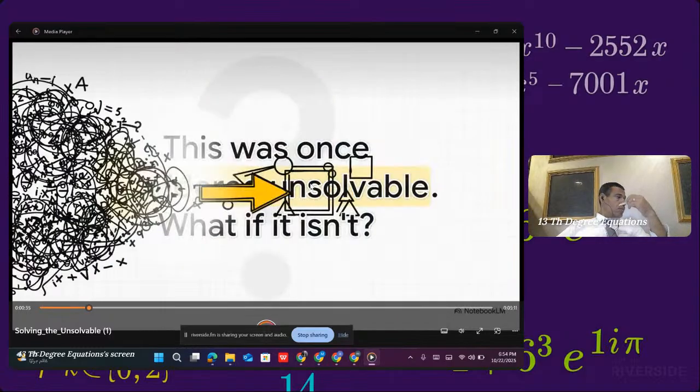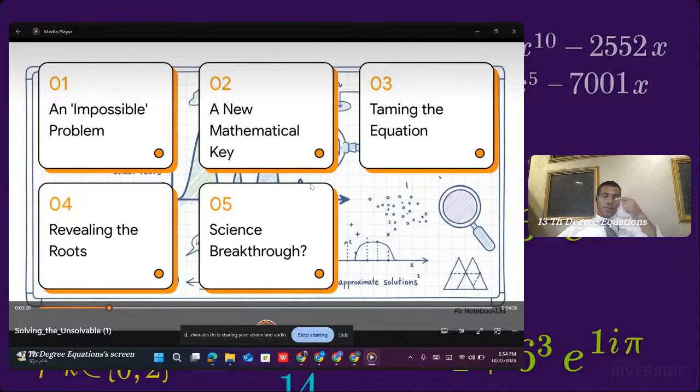So that raises the question, what if unsolvable is just a temporary label? The source material we're looking at today presents a method that claims it can do the impossible. Slay this mathematical dragon and find the exact treasure hidden inside. Alright, so here's our game plan. First, we're going to see exactly why this kind of problem was such a fortress for so long. Then, we'll check out the new key that claims to open it. We'll watch it work its magic, and then see what kind of answers it gives us. And finally, we'll ask, what could this mean for science? Okay, let's get into it.